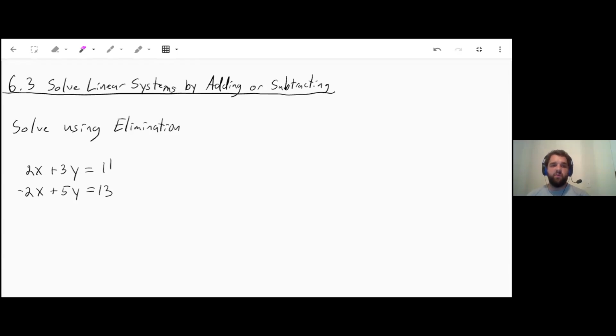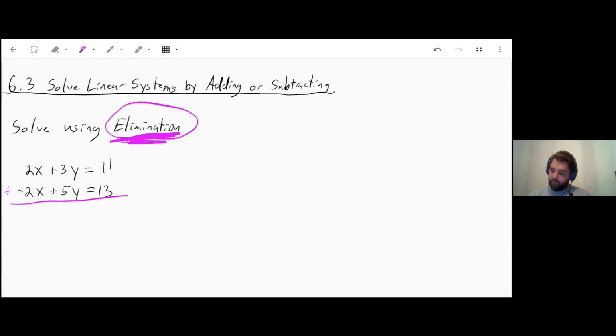Welcome to section 6.3, solve linear systems by adding or subtracting. What we're going to be doing now is using a method called elimination, which will involve us adding or subtracting our two lines of equations together. Our goal when we do this is that we should eliminate one of the variables, hence calling it solving by elimination. Looking at this first equation, I'm going to suggest we add these two equations together.